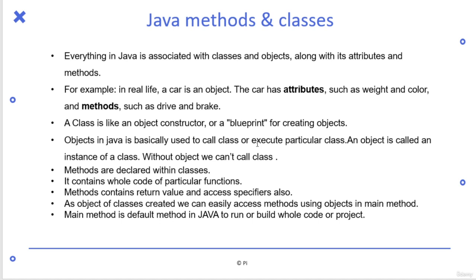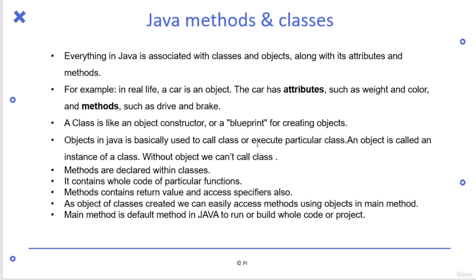So what are Java classes and methods? I'm explaining the classes first. In real life, consider a car as an object, and the car has different attributes such as weight, color, etc. And there are some methods: drive and brake are some methods. So car is an object. You can create a class for that. You can pass the attributes like weight and color, and some methods like drive, brake, etc.